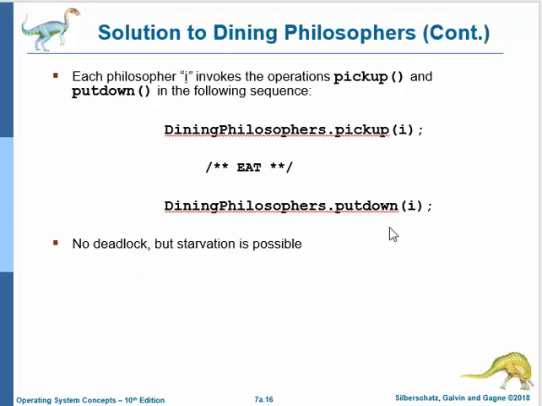In this particular example, as a solution to the Dining-Philosophers problem, each philosopher i invokes the pick up and put down operations in the following sequence. First the philosopher picks up, the next step is to eat, and after that the philosopher puts down. So this is a solution. There will be no deadlock because if someone picks up, someone will eat, and after that she will put down the chopsticks. But the problem with this is that starvation is possible.